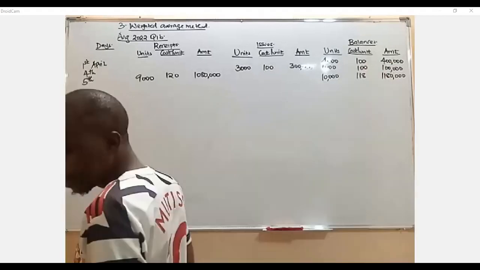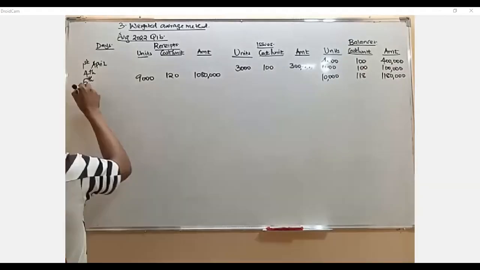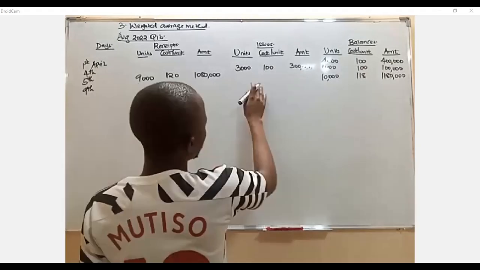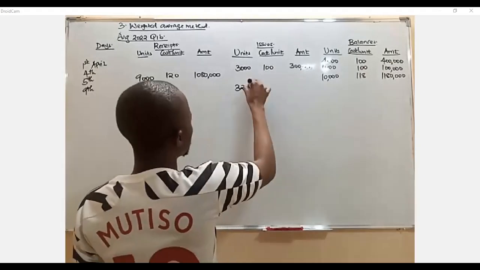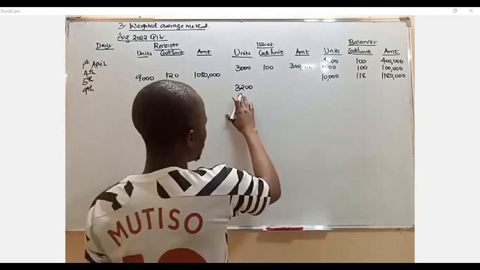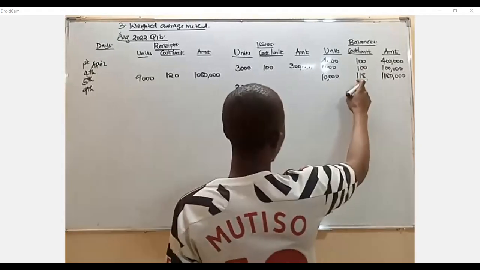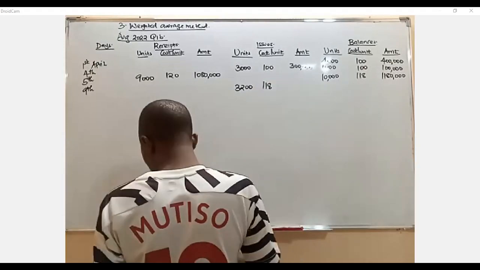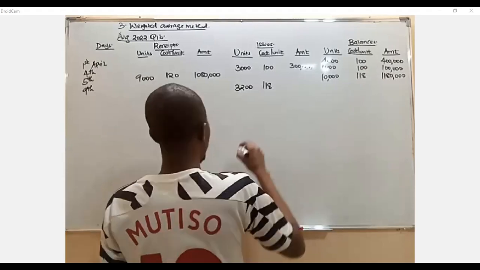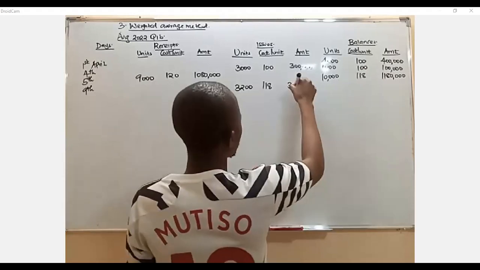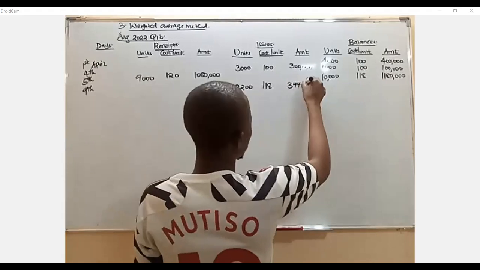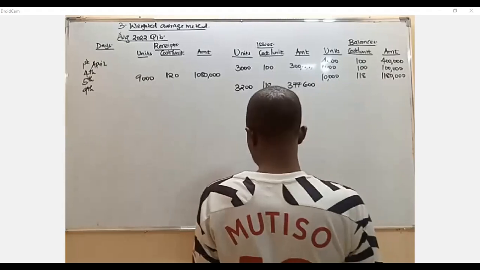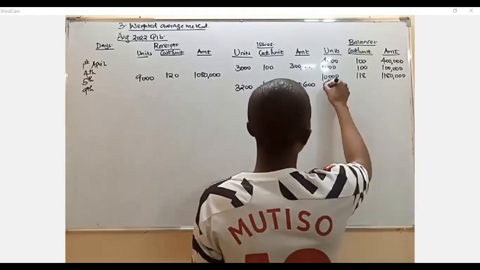Then on 9th, we were able to issue 200. This one you don't follow any procedure, by the way. Just issue your units, that 200, at the cost per unit that you have already calculated. The last one we calculated was 118. So 118 times 200 gives 23,600. Then you subtract. When you issue, you subtract. So 10,000 minus that 200, getting 9,800.